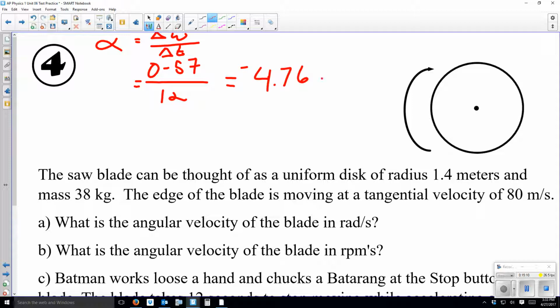Put the negative there because it is moving in the opposite direction. I picked the direction it was being moved at to be positive, and because it's slowing down, it has to be accelerating in the opposite direction.